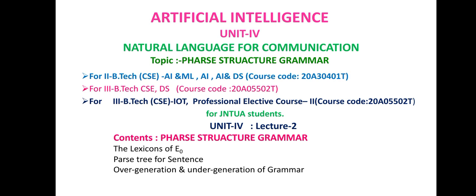In the last video, we covered the types of grammar, and in this session we are going to cover phrase structured grammar, the lexicons of the language, passive sentence formation, and over-generation and under-generation of grammar. Those parts we are going to discuss.